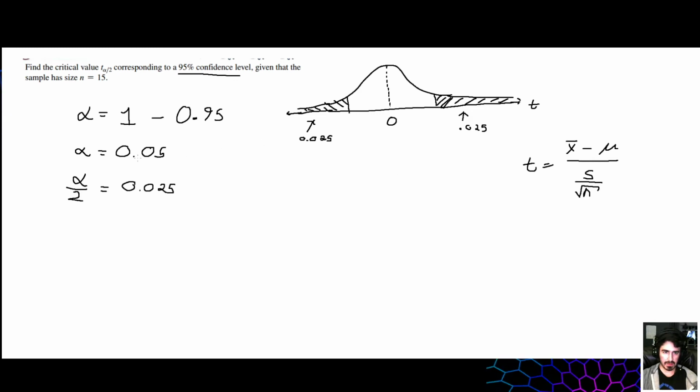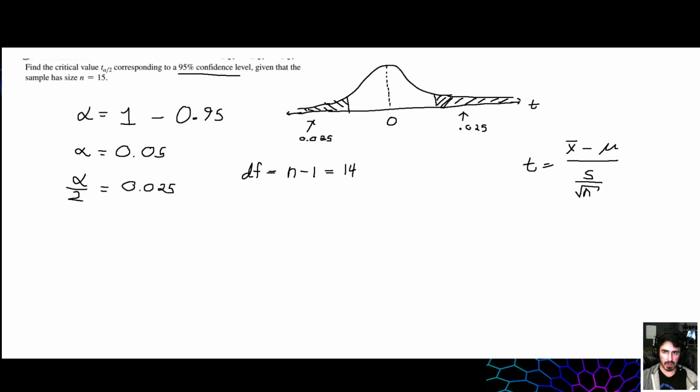So in this case, if we actually want to find the critical value for a 95% confidence level and a sample size of n equals 15, then we already have our alpha over 2, and the next thing that we need is the degrees of freedom. So here, the degrees of freedom are n minus 1, which is going to be 15 minus 1, or 14.